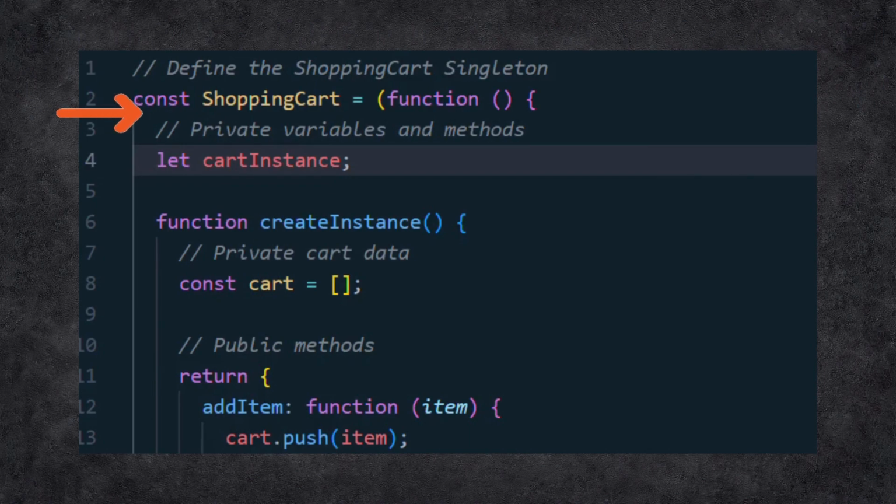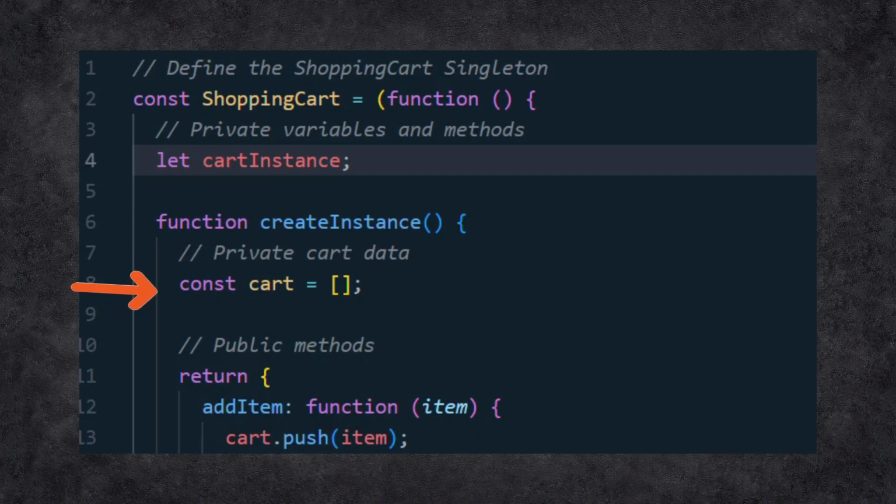We start by defining a constant called ShoppingCart. This will be our singleton class for managing the shopping cart. We immediately invoke a function for encapsulating our logic. Inside the closure, we declare a private variable called cartInstance. This variable will hold the single instance of the shopping cart. We define a private function createInstance. This function is responsible for creating and returning the actual shopping cart instance.